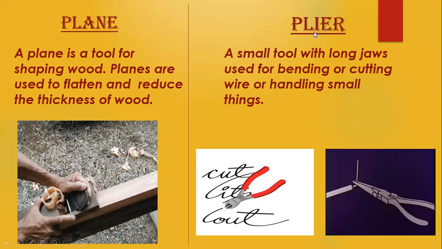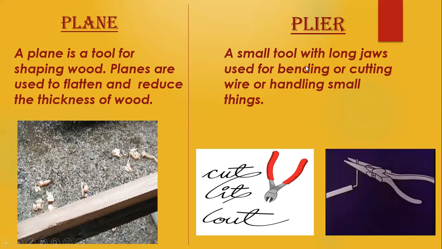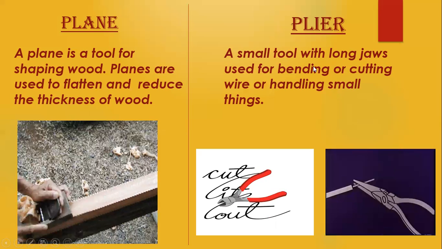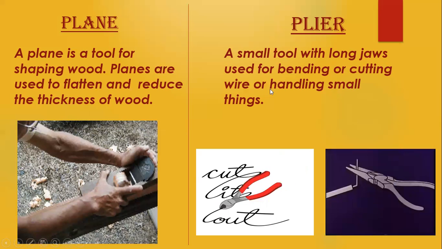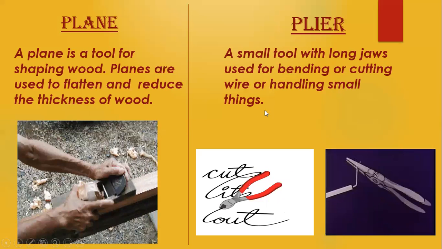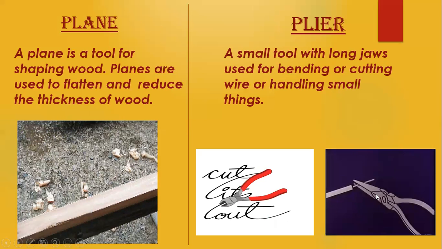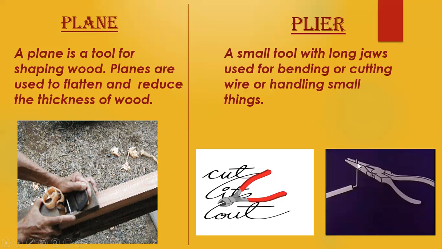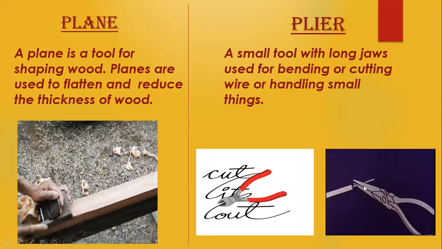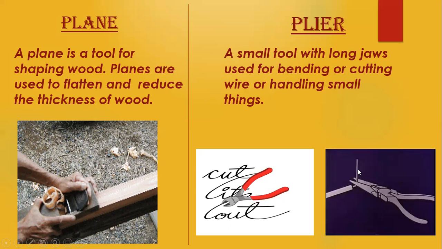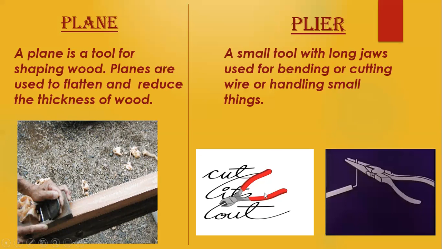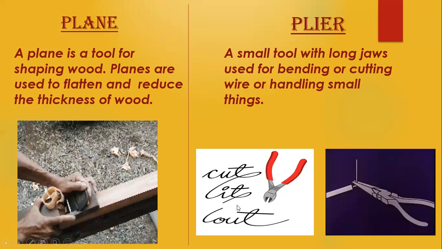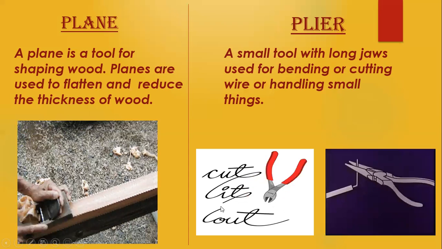And then we have plier, a small tool with long jaws, like this, used for bending or cutting wire or handling small things. Look, it is used for bending. Look in this picture how it bends. It's a metal piece, or iron piece, and a plier is used to bend this thing. And also the plier is used to cut the wire. Look how easily it cuts it.